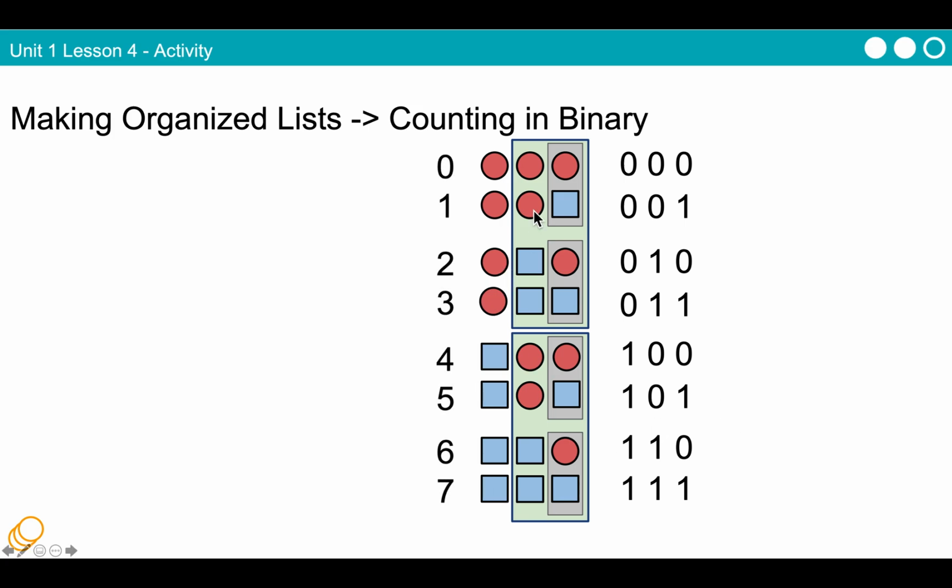So we can say 0, 0, 0 is 0. Decimal 1 is binary 0, 0, 1. Decimal 2 is binary 0, 1, 0. Decimal 3 is 0, 1, 1, and so on and so forth. So with our 3 binary bits, we can count from a value of 0 to 7.